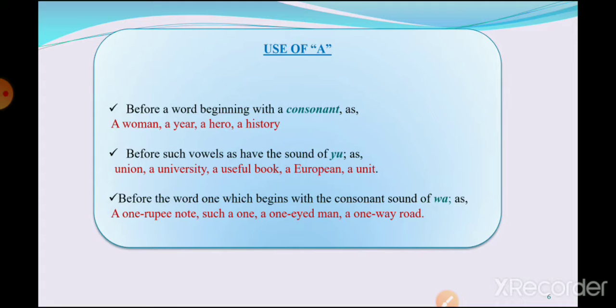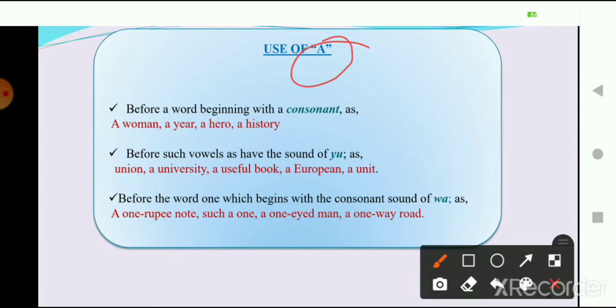Then the articles are generally of two types. What are those? First is indefinite articles, and the second one is definite articles. Okay, so a and an, they are what? They are indefinite articles.